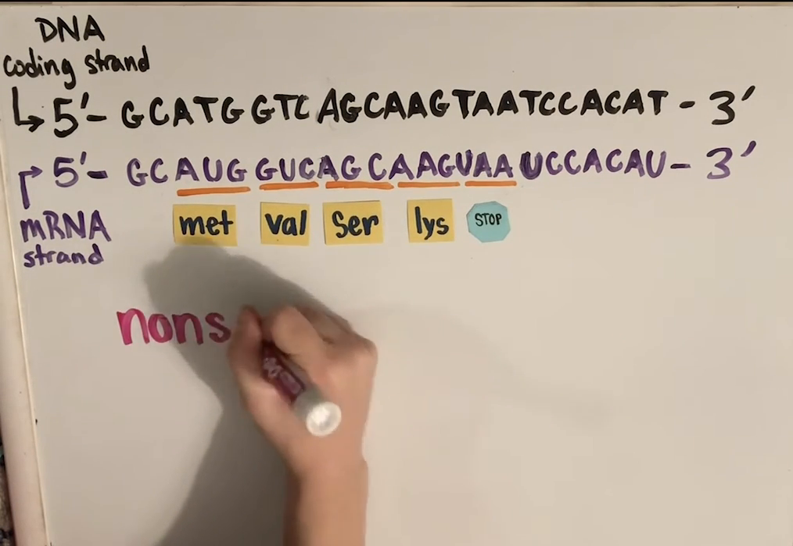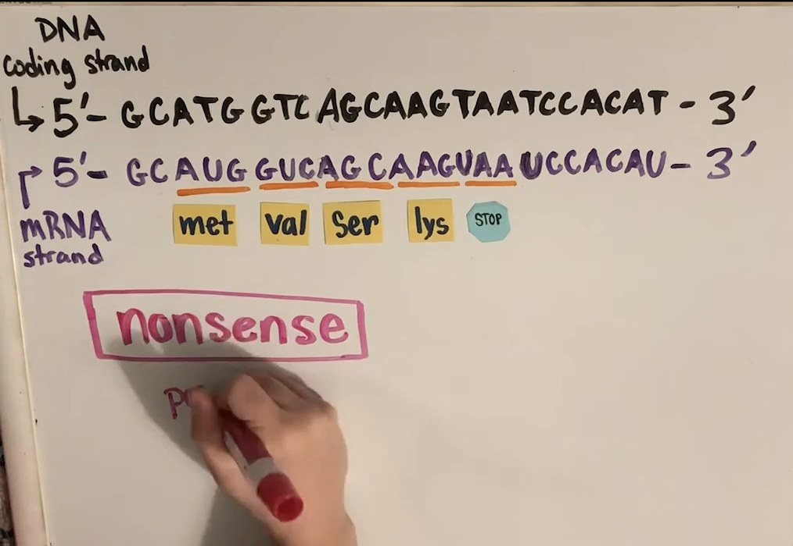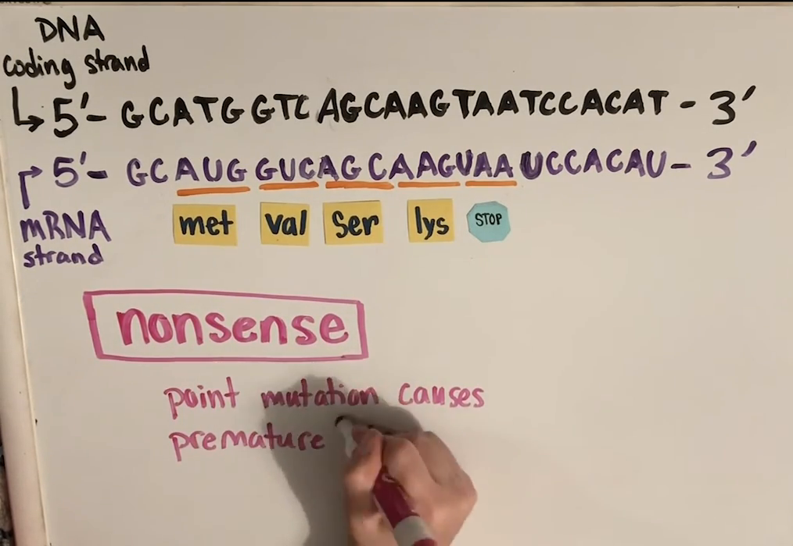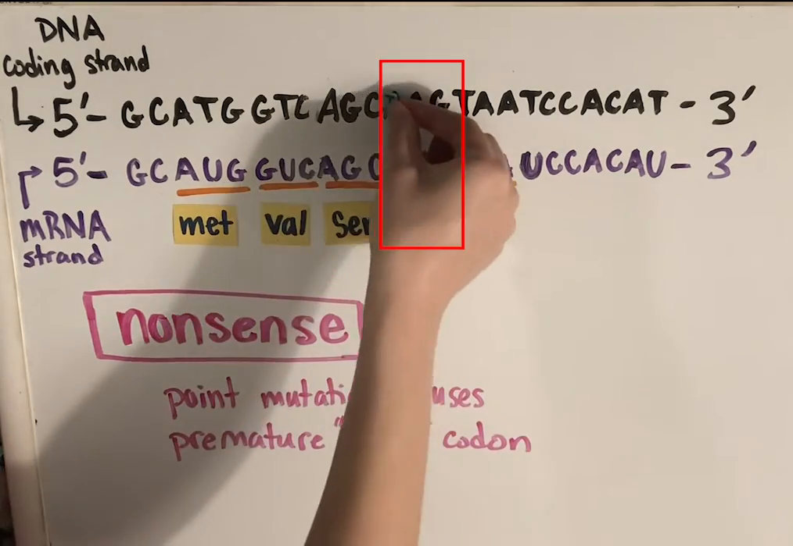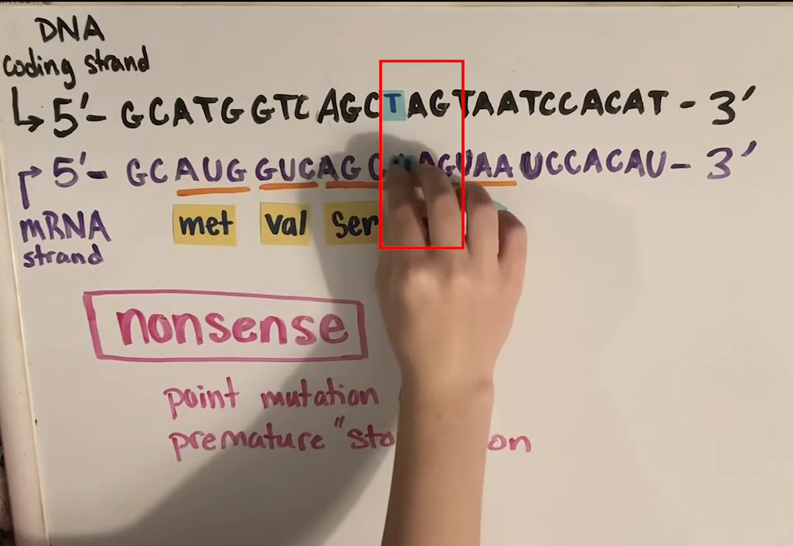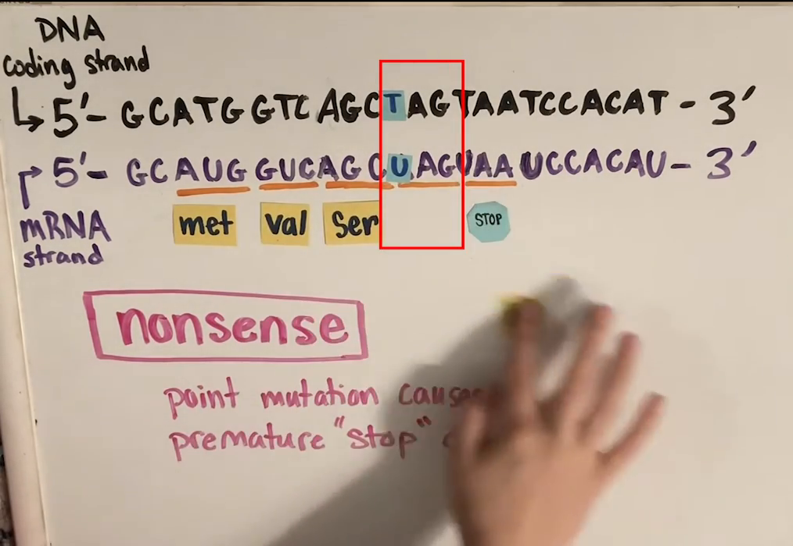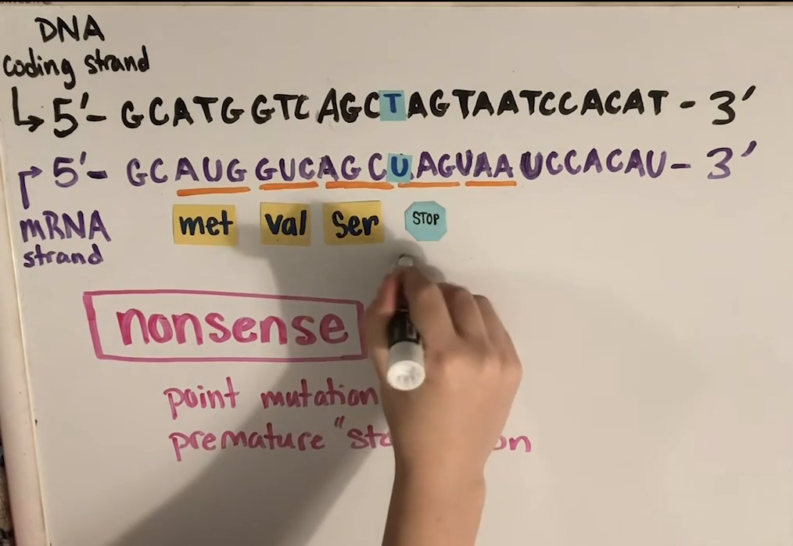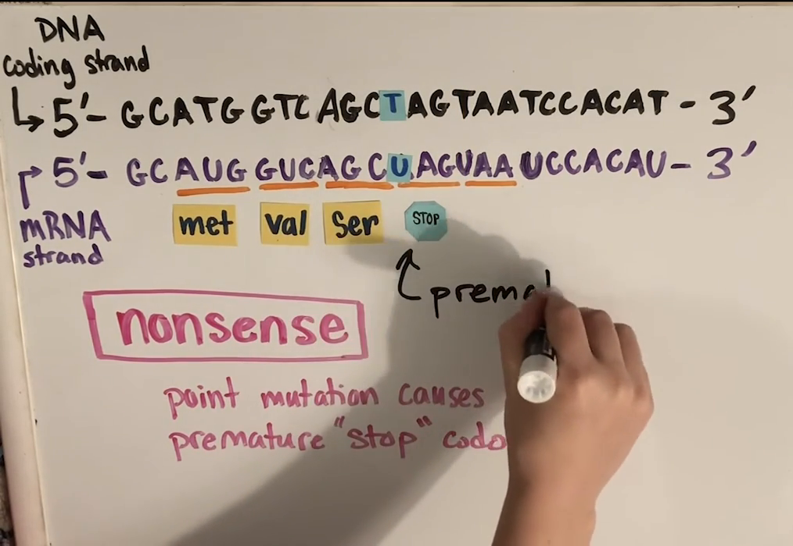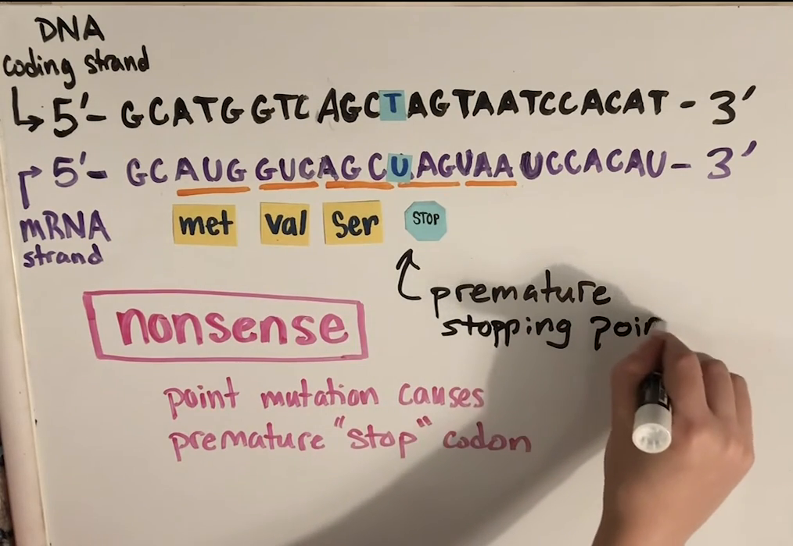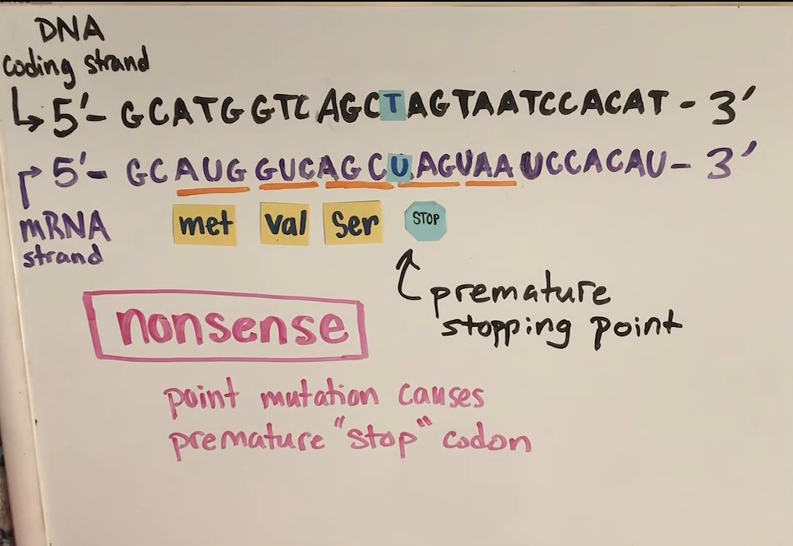Third, we have a nonsense mutation. A nonsense mutation causes a stop codon to be coded earlier than in the wild type sequence. Here we see a transversion from an adenine to a thymine in the DNA coding strand. In the mRNA, the codon reads UAG instead of AAG, making the amino acid sequence stop there rather than code for lysine. The mutant amino acid sequence reads methionine, valine, serine, stop, ending before the wild-type amino acid sequence would.